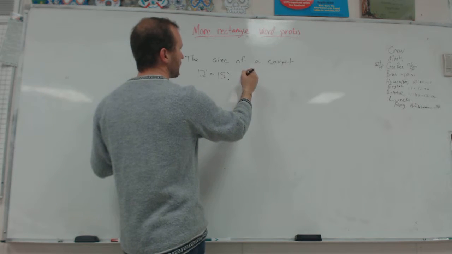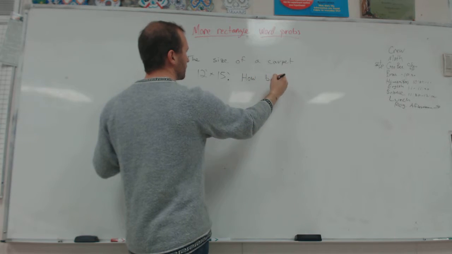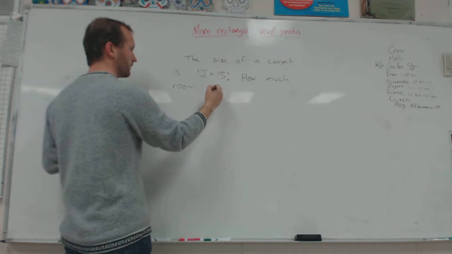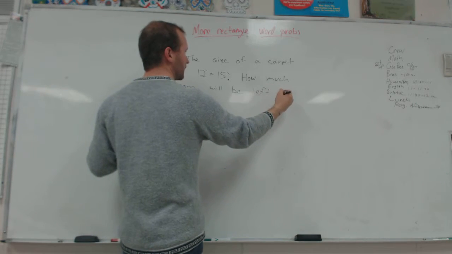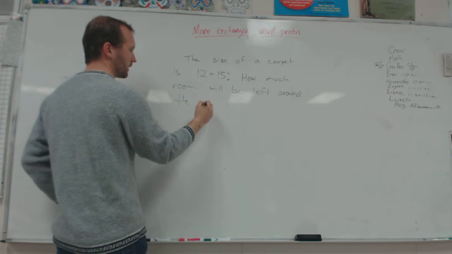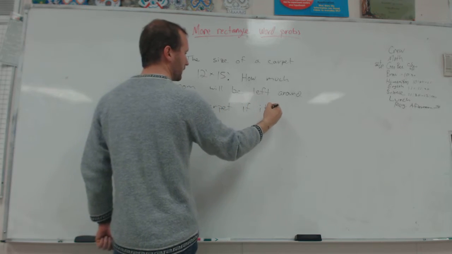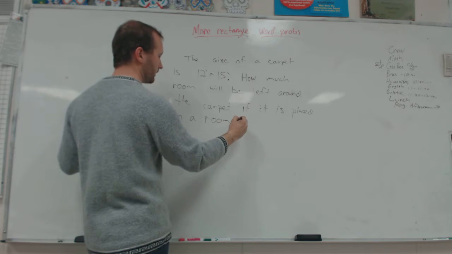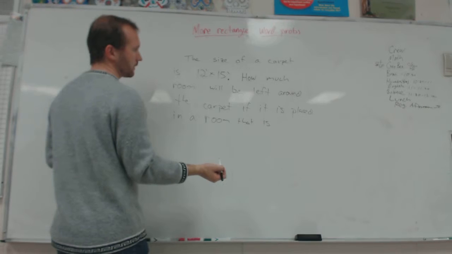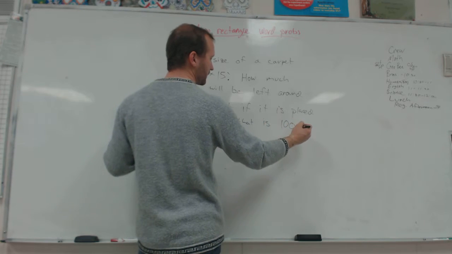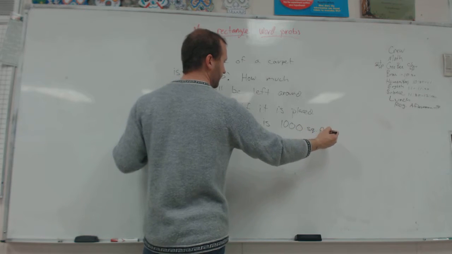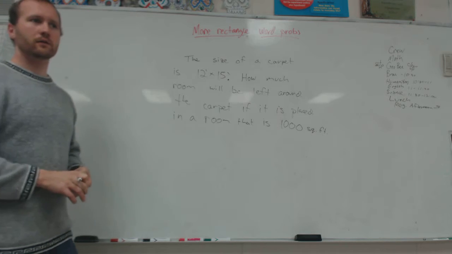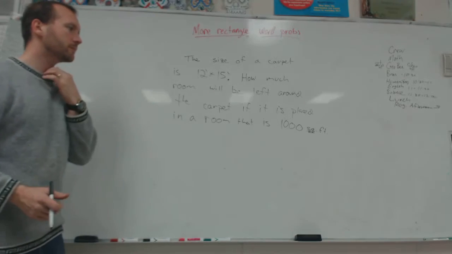And then let's say, how much room will be left around the carpet if it is placed in a room that is, I don't know, let's just say 1,000 square feet. What is 1,000 square feet? That's an area. Right? Whenever you see square units, you know that it's talking about area.